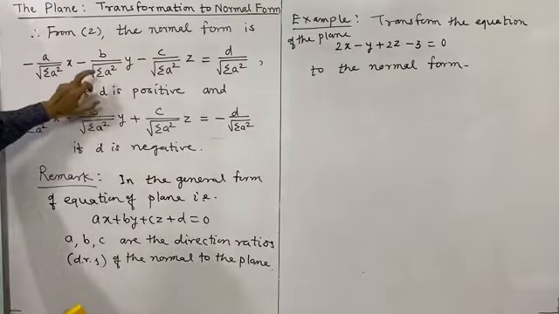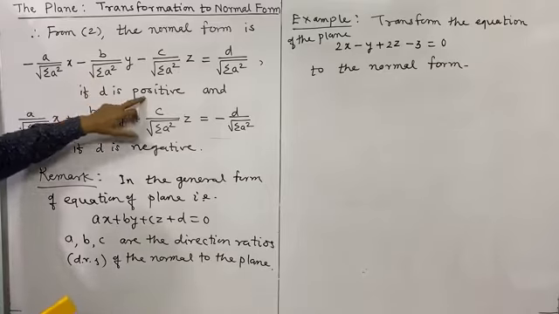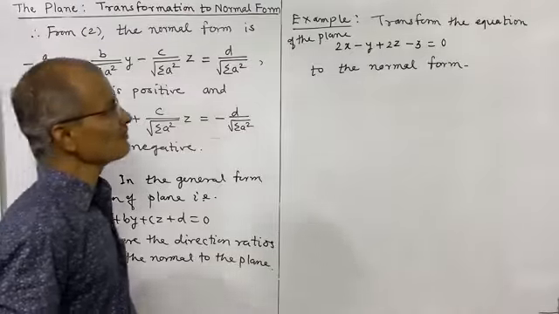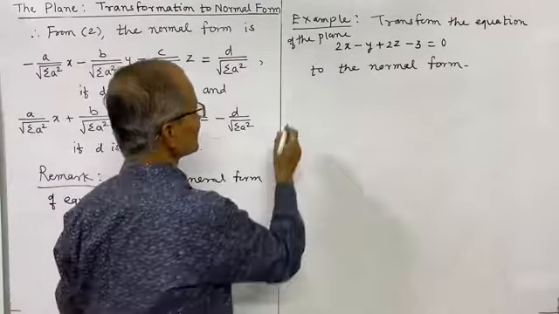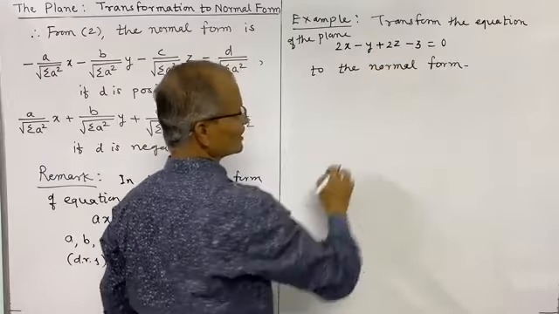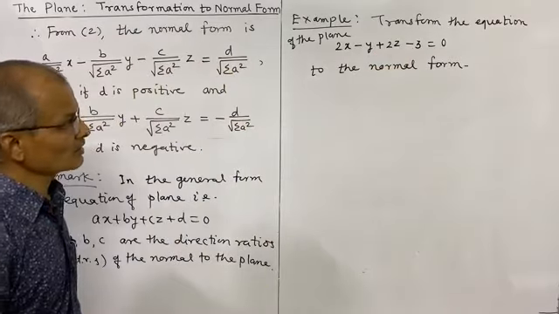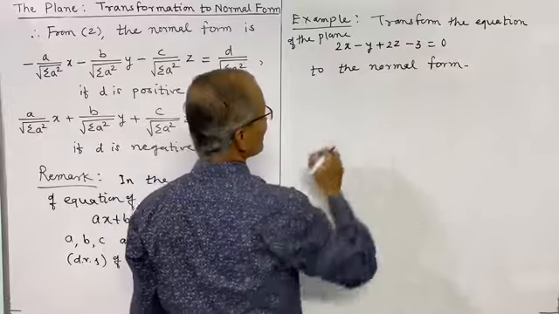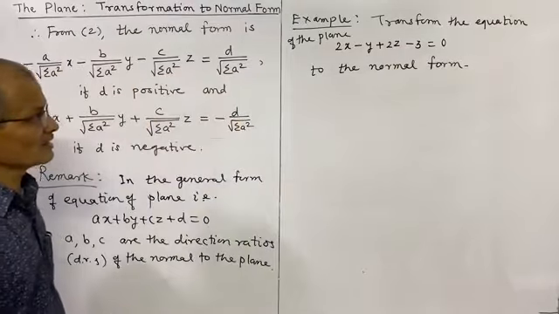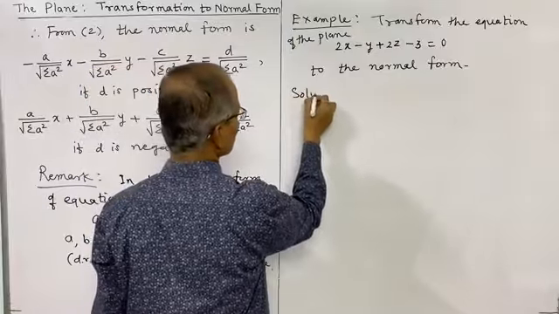And when is this form to be used? If d is positive, then we have to write negative signs for this. So here what is d? Here d is from ax plus by plus cz plus d is equal to 0, and d is the last constant in the equation, and therefore it is negative 3, so d is negative.